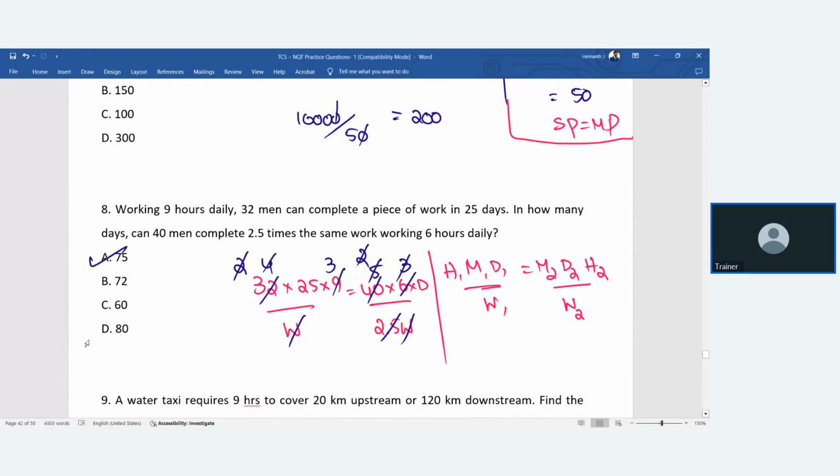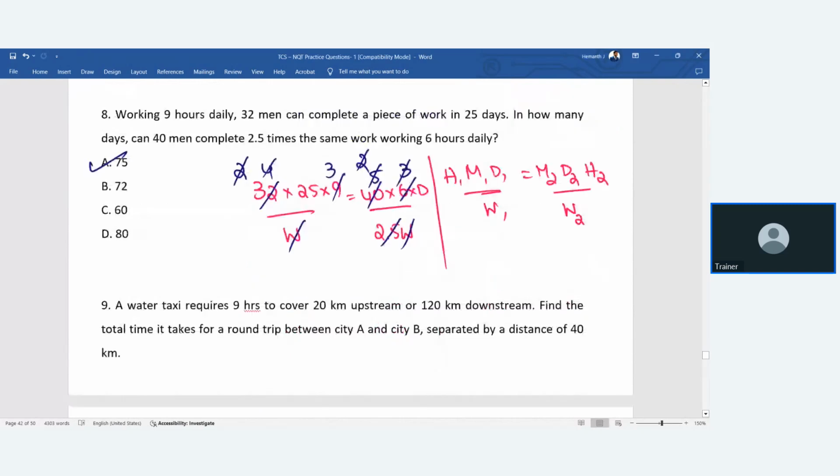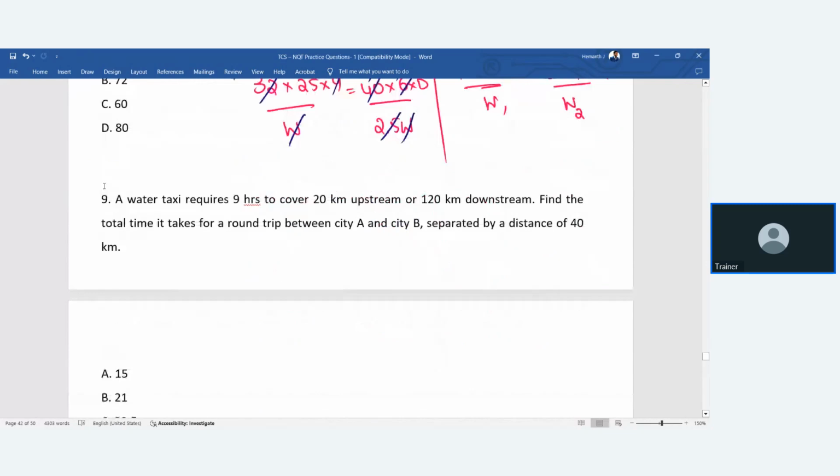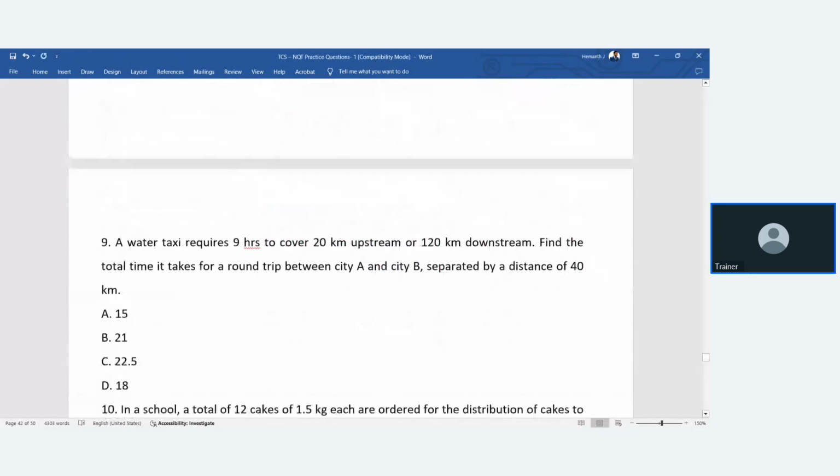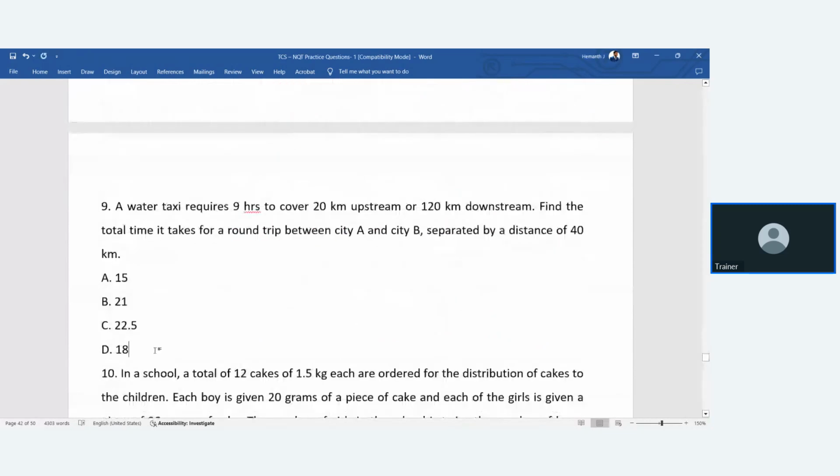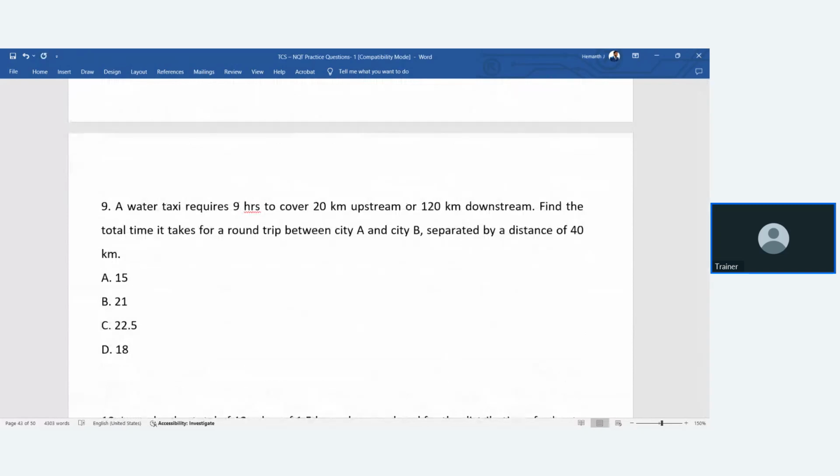See the next question. A taxi requires 9 hours to go 20 km upstream or 120 km downstream. Find the time taken for it to take a round trip for 40 kilometers.